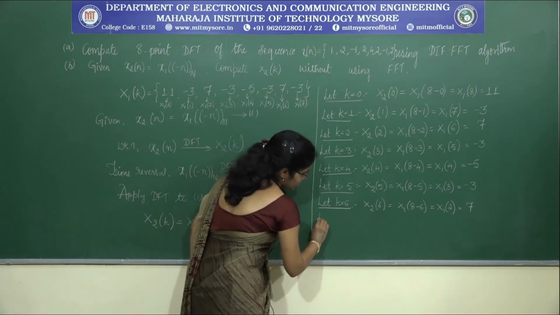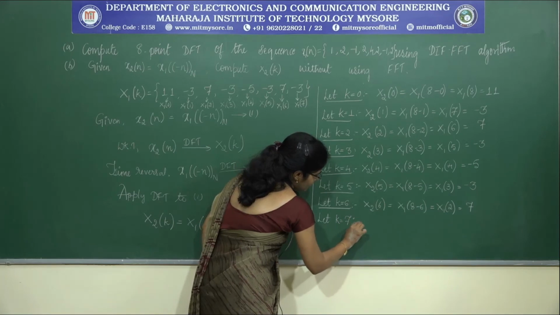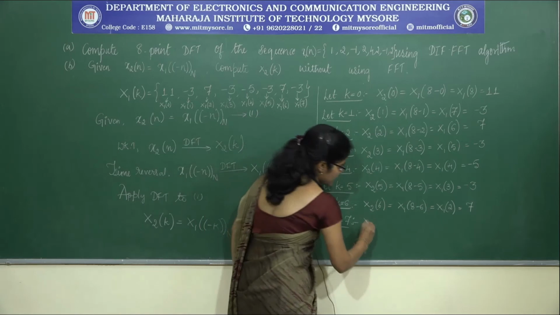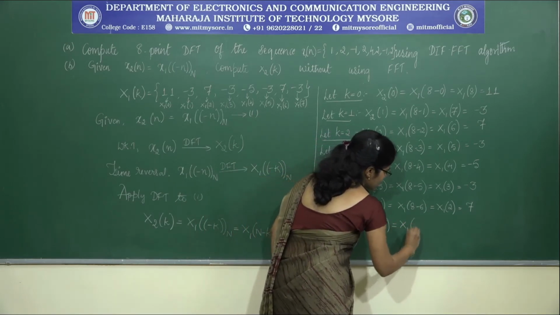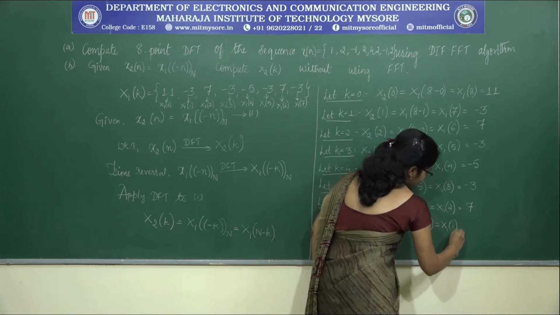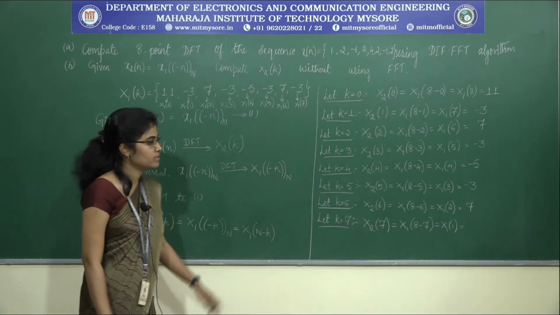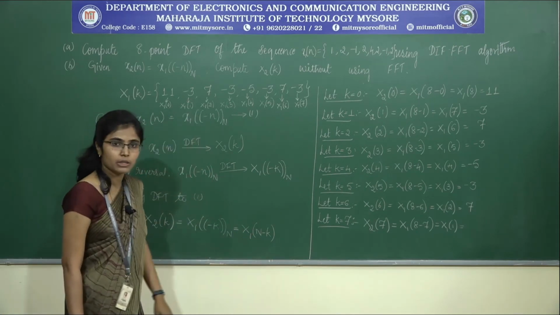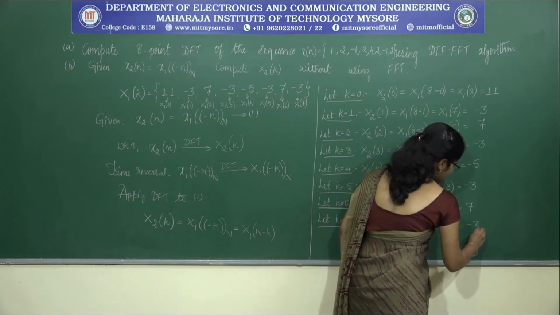So, what is the next value of k? The last value of k. Let k be equal to 7. So, if k is equal to 7, what is x2 of 7 equal to? It is nothing but equal to x1 of 8 minus 7, which is equal to x1 of 1. Okay. So, what we got? The value of x2 of 7 is same as x1 of 1. So, what is x1 of 1? x1 of 1 is nothing but equal to minus 3. So, we got it as minus 3.